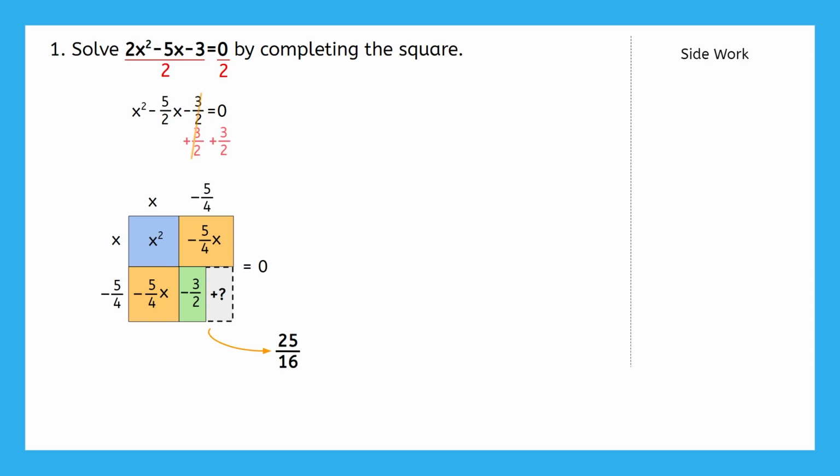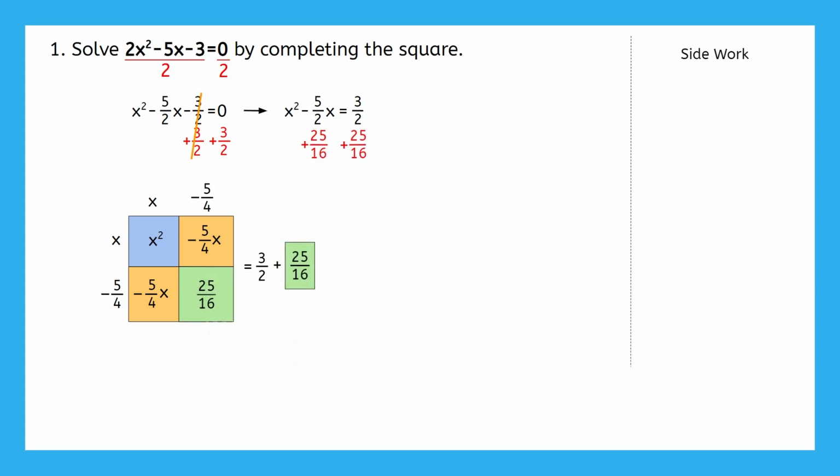We can just add 3 over 2 on both sides. Then we'd have x squared minus 5 over 2x equals 3 over 2. Much better. Now I have my right bottom box empty, and I can go straight to adding 25 over 16 on both sides. What can we do to simplify the 3 over 2 plus 25 over 16 we get on the right side?